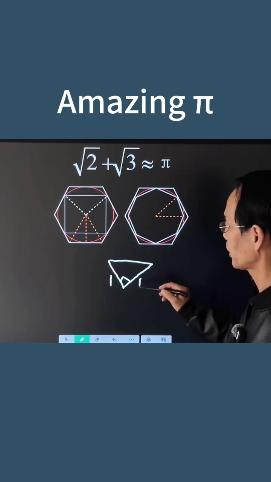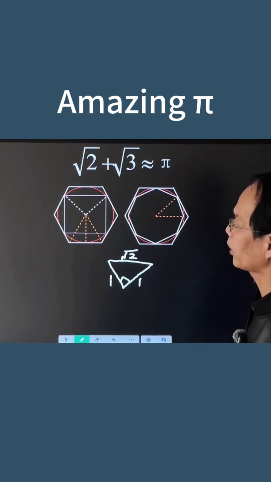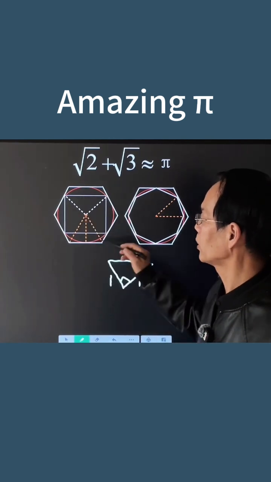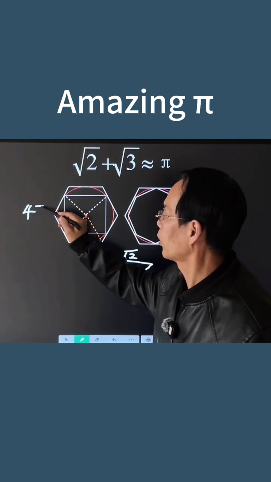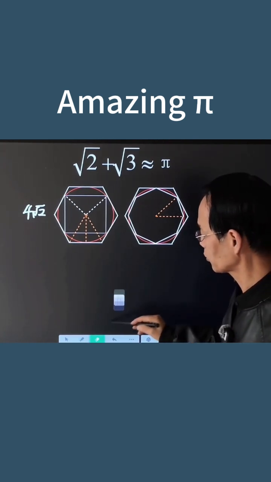In an isosceles right triangle, the hypotenuse squared is 1 plus 1. Then, taking the square root gives us root 2. There are 4 short sides, so the perimeter of the square is 4 times root 2. Next, let's look at how to calculate the perimeter of a circumscribed hexagon.